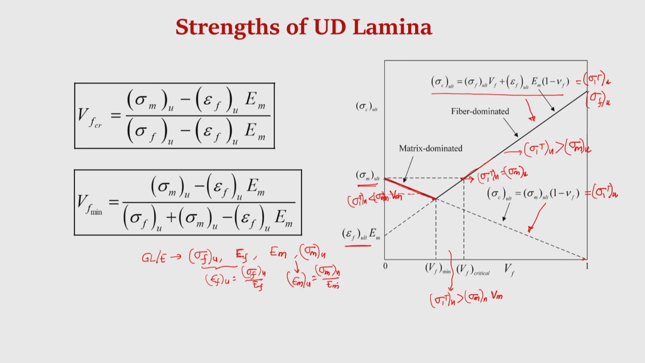So, knowing these properties, we can actually find out what is V f critical. You may try this, and what is V f minimum. You will have a feeling of what is the volume fraction, the minimum volume fraction that should be provided in order that the composite longitudinal strength is more than that of the matrix, okay, that is V f critical.